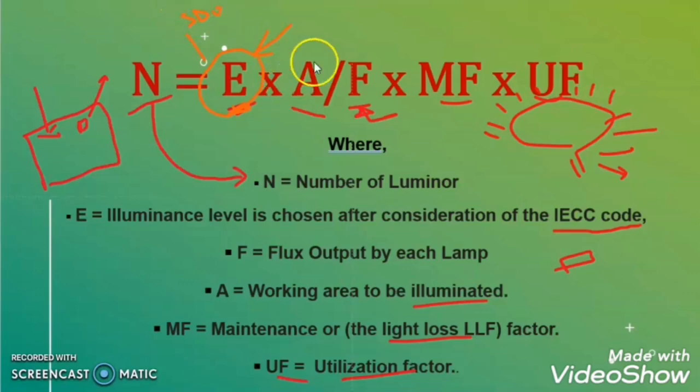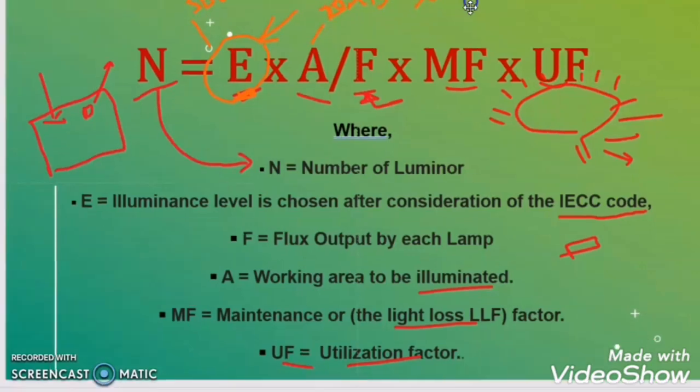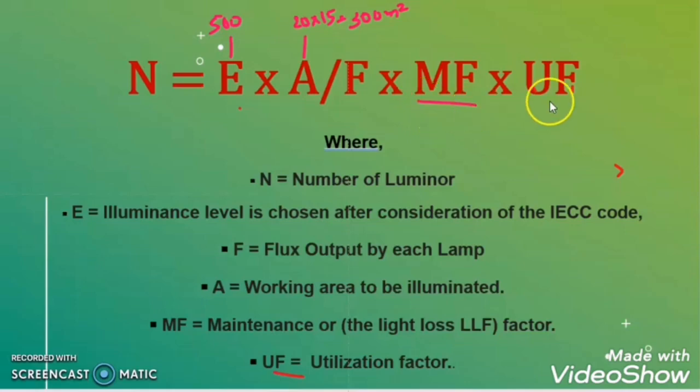What is the area? The area is given as 20 by 15, that is 300 meter square. As I explained, what is maintenance factor and what is utilization factor. As we are using the lights in the office, we will take the maintenance factor as 0.8, and generally for our calculation we have to take 0.8. The utilization factor I am taking as 0.6. I explained everything in detail, what is maintenance factor and what is utilization factor.